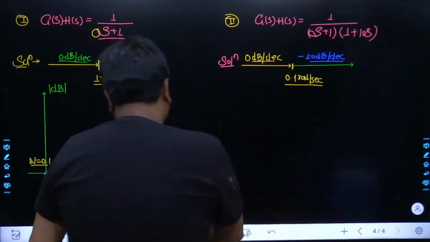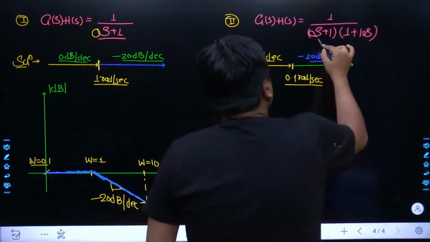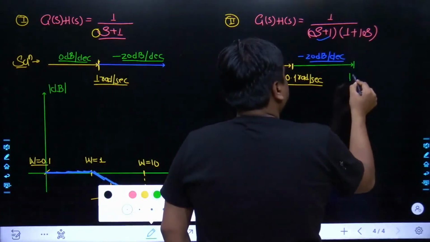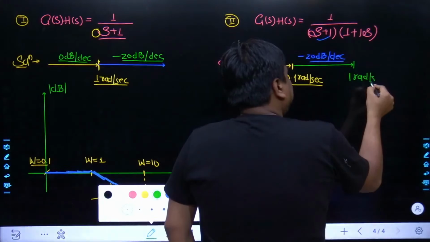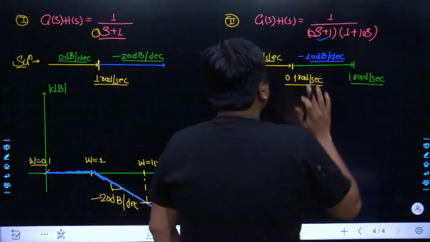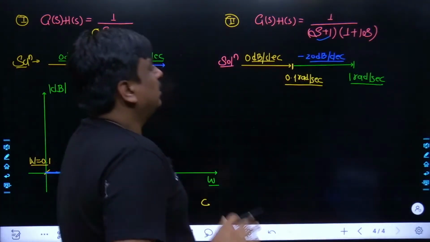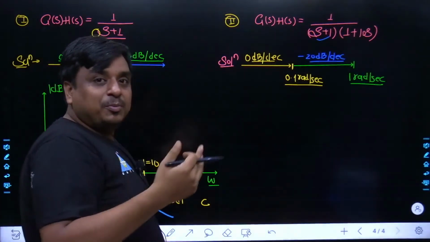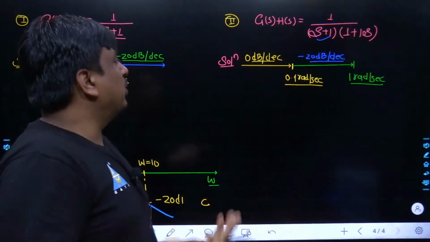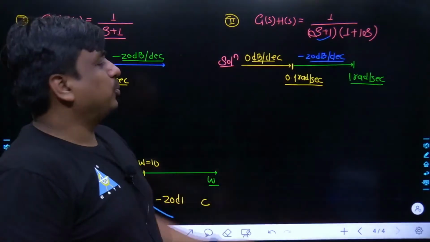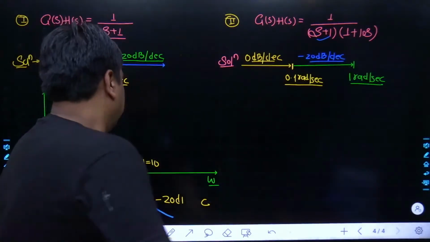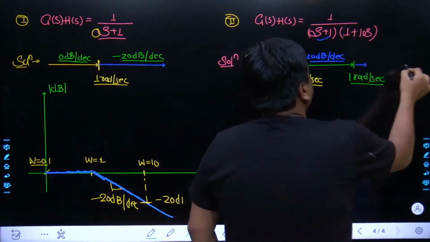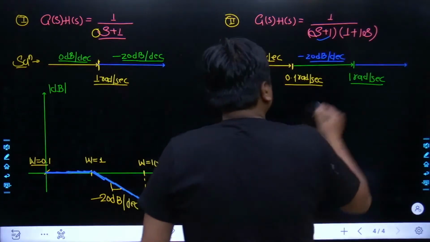And now the next corner frequency we are going to have, because of s plus 1, is omega equals 1 radian per second. And now there had been another introduction of a pole. Already the slope was minus 20 dB per decade, and now because of another single pole, minus 20 dB per decade would be further added to the last slope. The last slope was minus 20, and now it would be switched to minus 40. So the slope had changed to minus 40 dB per decade.